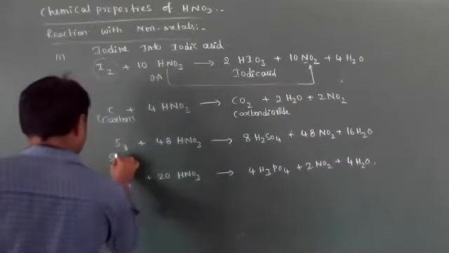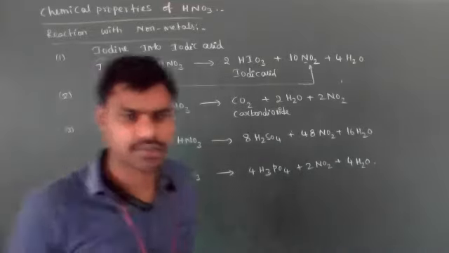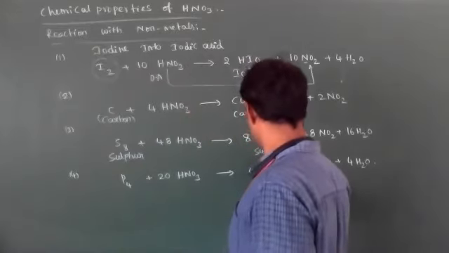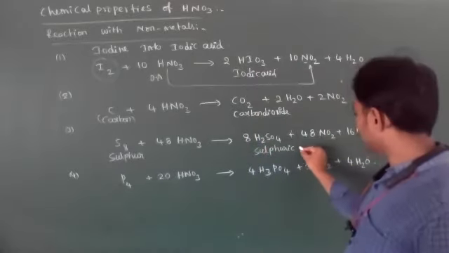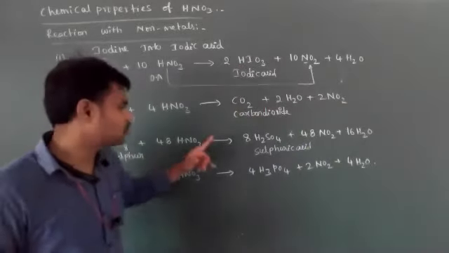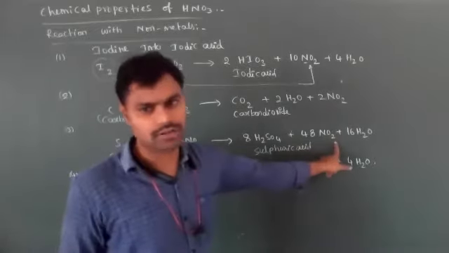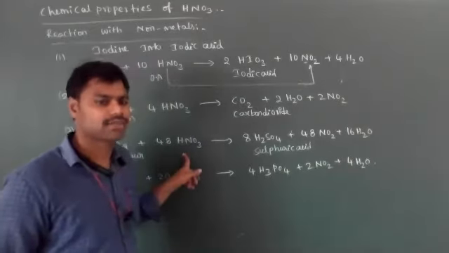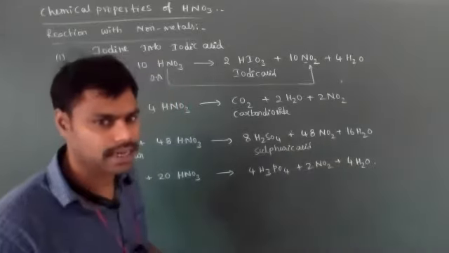When HNO3 reacts with sulfur, the sulfur is oxidized into sulfuric acid, H2SO4. Sulfur is converted into sulfuric acid, and HNO3 is converted into NO2, nitrogen dioxide. It means HNO3 is the oxidizing agent, and the oxidizing agent itself undergoes reduction, converted into NO2, nitrogen dioxide.